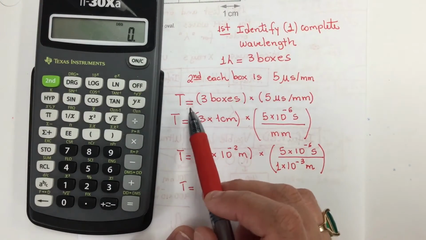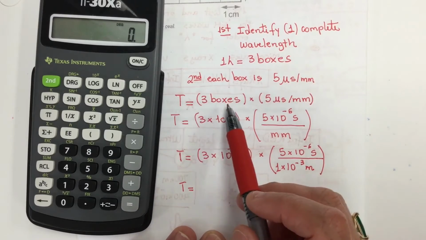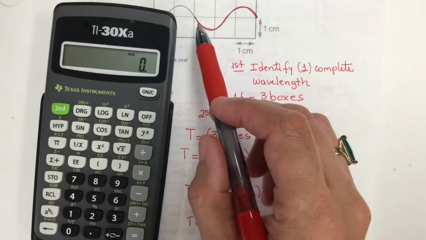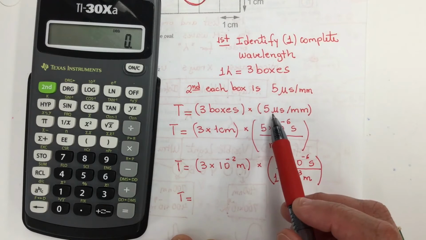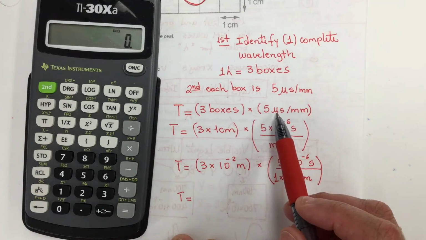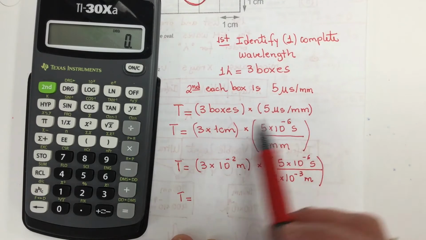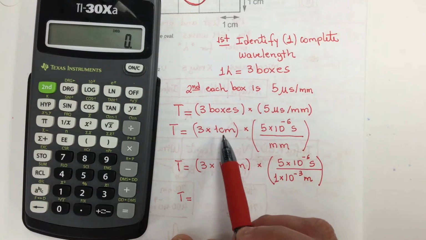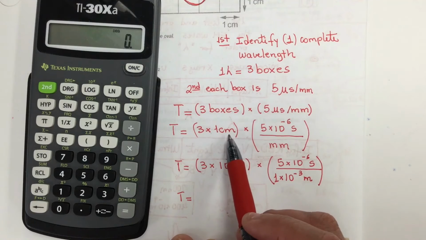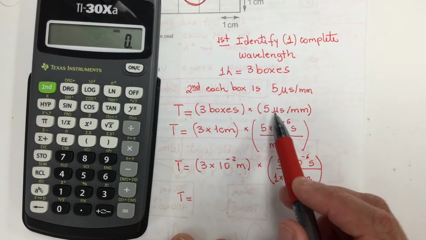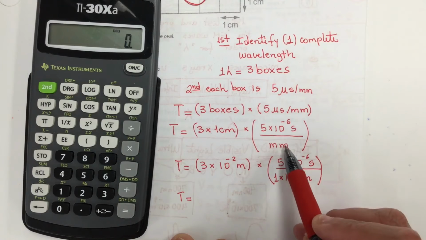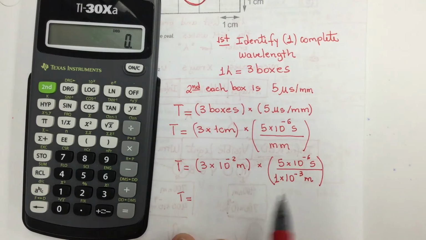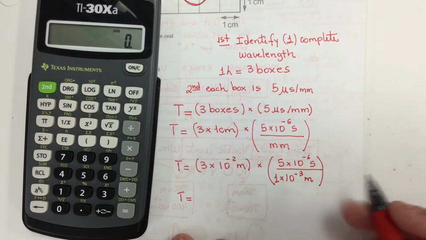Okay, so to find the period: three boxes correspond to one complete wavelength, times the time base for each box, which is 5 microseconds per millimeter. Each box in terms of length is 1 centimeter. The micro is 10 to the minus 6, over millimeter. Now we need to convert everything to meters.